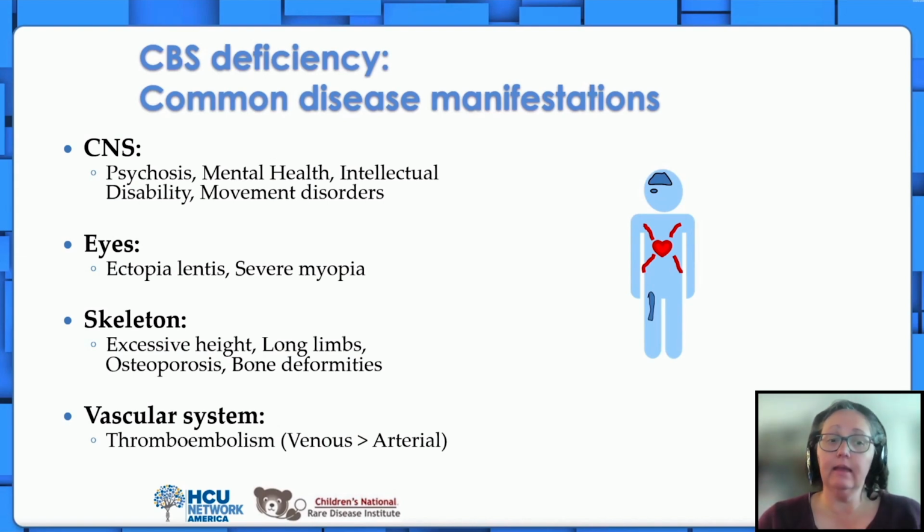And finally, there's the vascular system. This is potentially, arguably, the most life-threatening system because we see a number of thromboembolisms. Anybody with an elevated total homocysteine greater than the 100 to 120 micromole per liter level is at risk for having spontaneous thrombosis. These are mostly venous versus arterial.